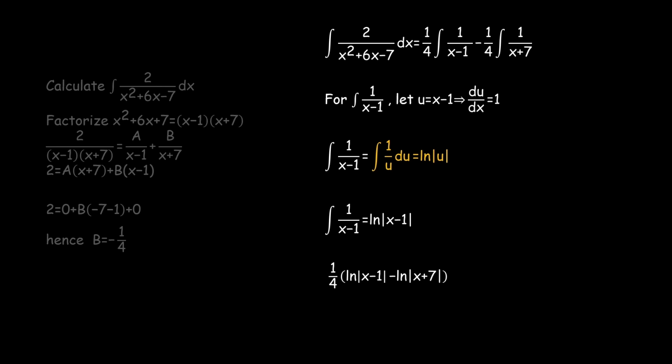So our final answer would be 1/4 natural log of x minus 1 minus natural log of x plus 7. Keep in mind that absolute value is important. Then we simplify this using the rule of logarithms. This would be 1/4 natural log of x minus 1 over x plus 7.